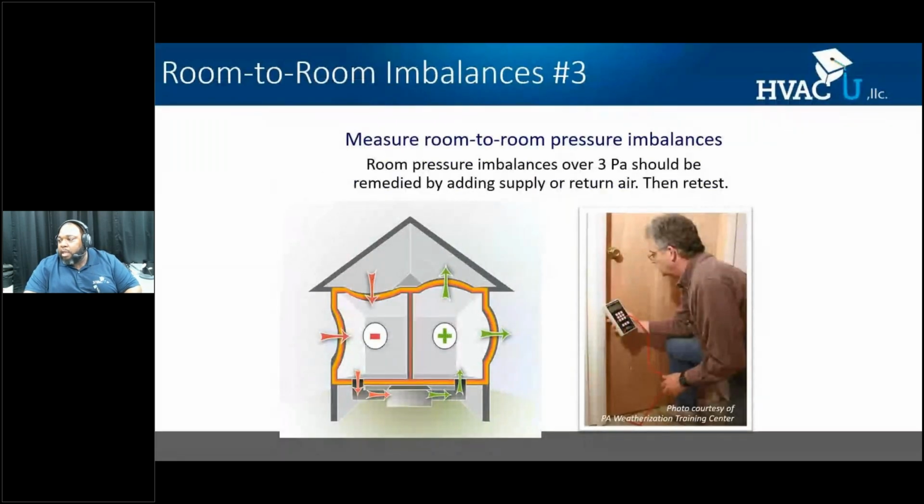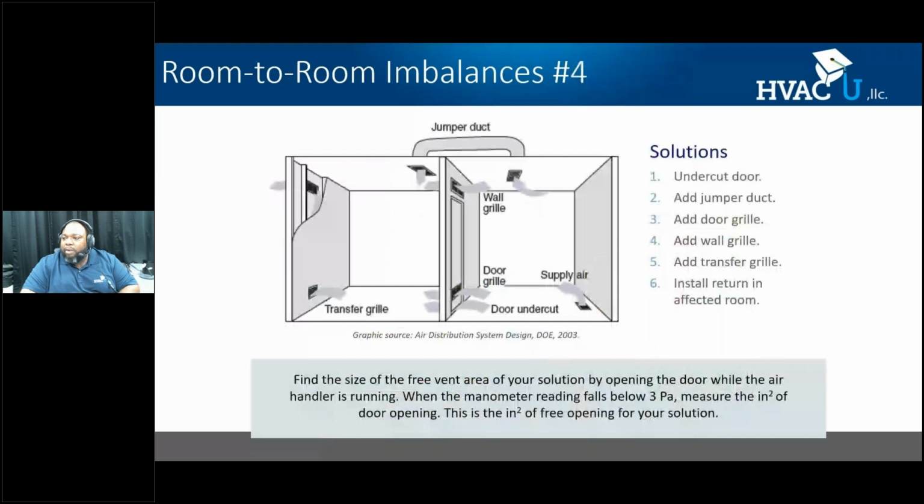This will help us determine if a room has an imbalance between the supply and return. One way to fix it is undercutting the door. If I undercut the door, I have some room underneath the door that will help balance the pressure. You can only do that within limits. You can only undercut the door so much. Another thing you can do is add a jumper duct.